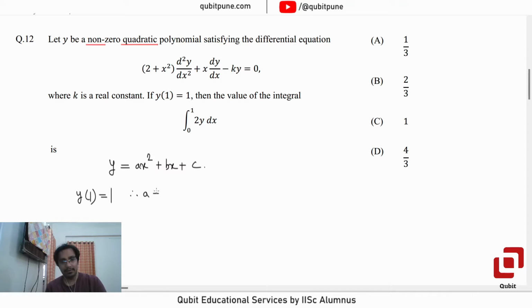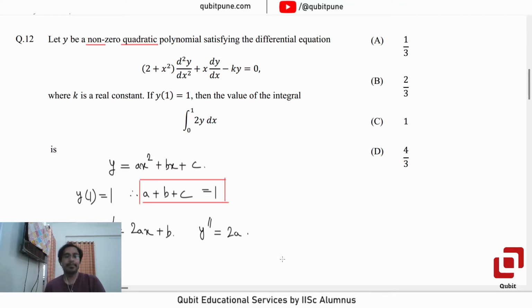Okay. Therefore, on substituting x equal to 1, we will get a plus b plus c equal to 1. Now let us put this function in this differential equation. Let's calculate the first derivative, let's call it y prime. y prime would be 2ax plus b. y double prime, the second derivative, would be 2a.